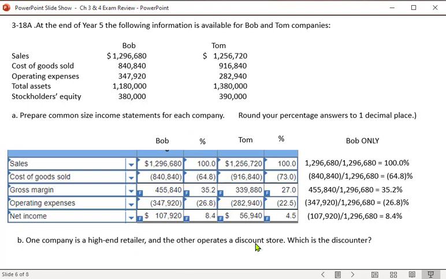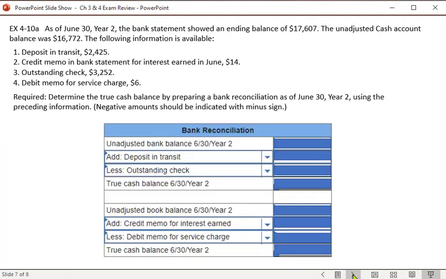Now, I've got one more problem from homework that's on the exam, which is a problem from Chapter 4, 4-10A. It's a bank reconciliation. Here we have a formal bank reconciliation. This is the bank side of it. This is the book side of it. This is doing it vertically as opposed to horizontally.